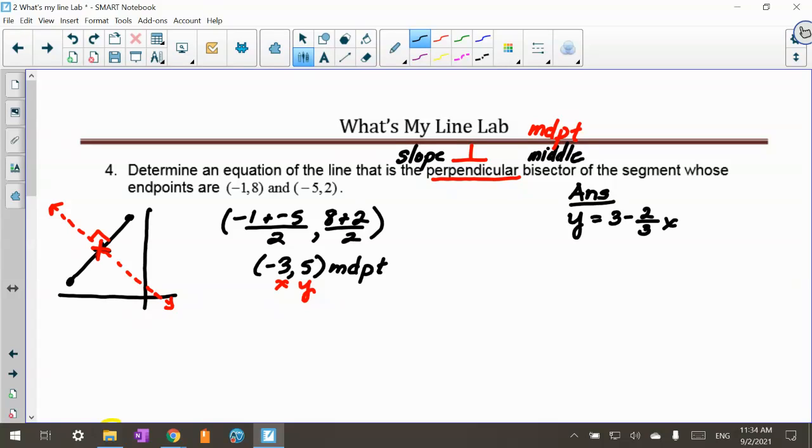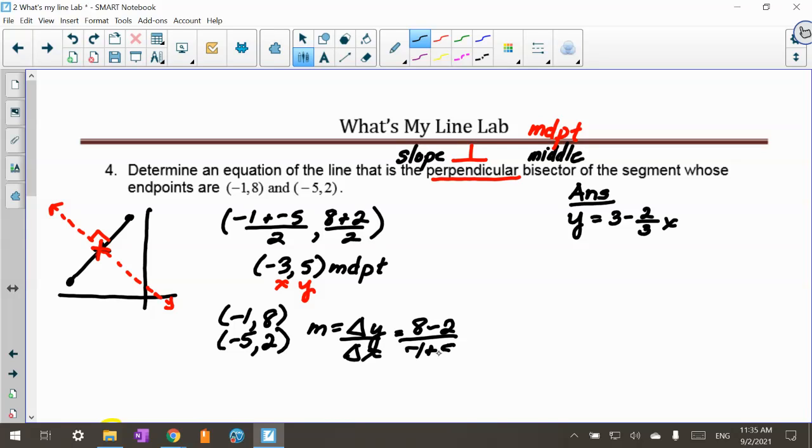I'm going to stack and rack these two things. So I'm going to do those 2 points, -1, 8, and -5, 2, because I like them stacked and racked. And I'm going to find the slope. Am I changing my y's or am I changing my x's? I'm going to go top down this time because it's 8 minus 2 all over -1 and -5. It's going to be +5. So that's going to be reduced down to 3/2. Okay. That is the slope of the segment, of the black line segment.